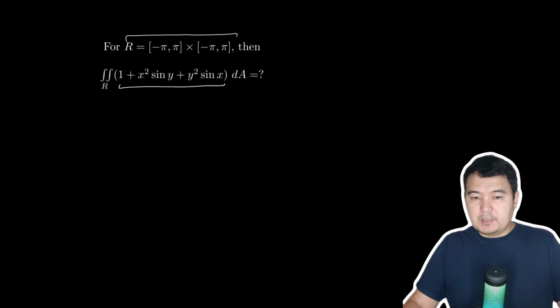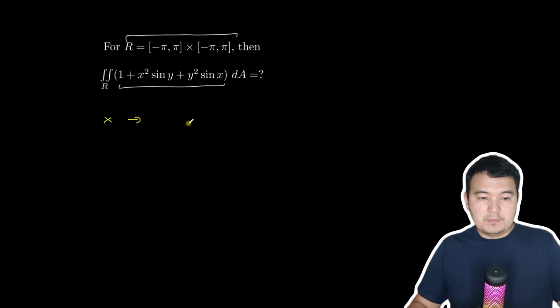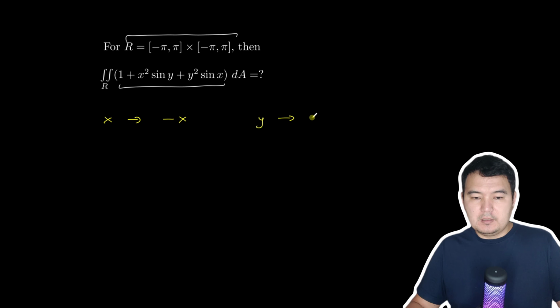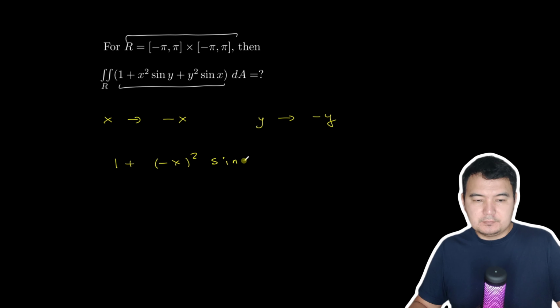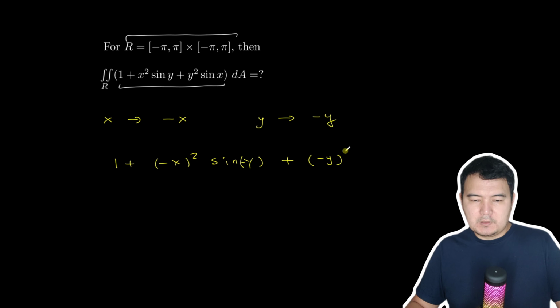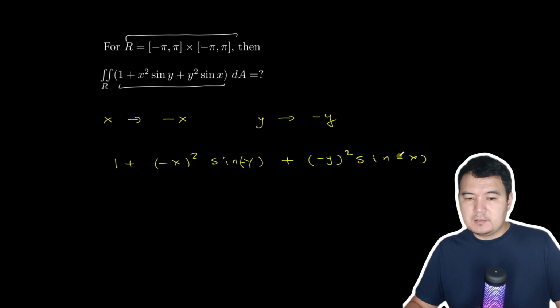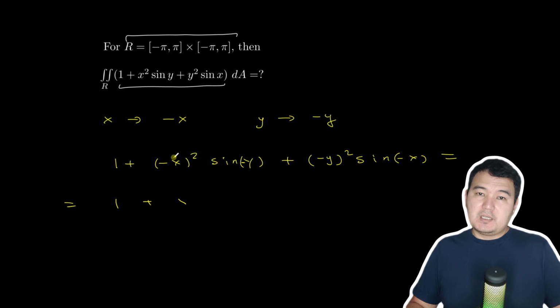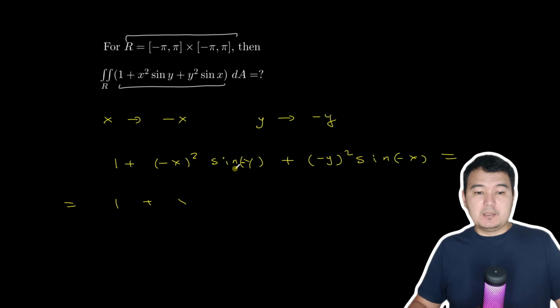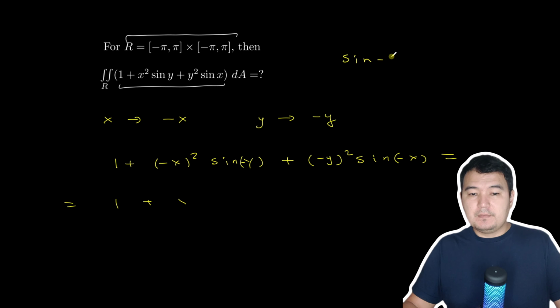So what happens if I plug in, instead of x, negative x, instead of y, negative y? So the function becomes, let's simplify this expression. So here is negative x, and if we simplify this, we get 1 plus this becomes just x squared because it's squared, but sine negative x is equal to negative sine x.